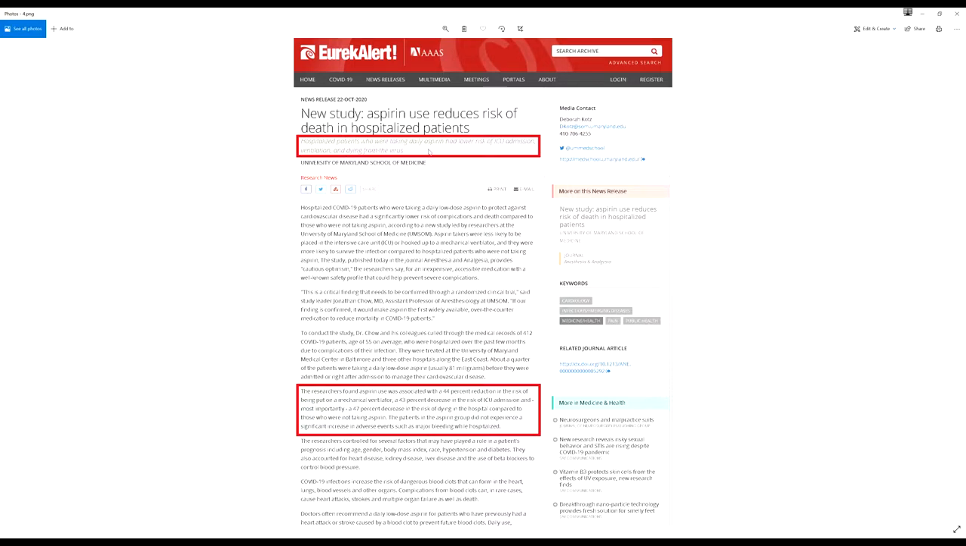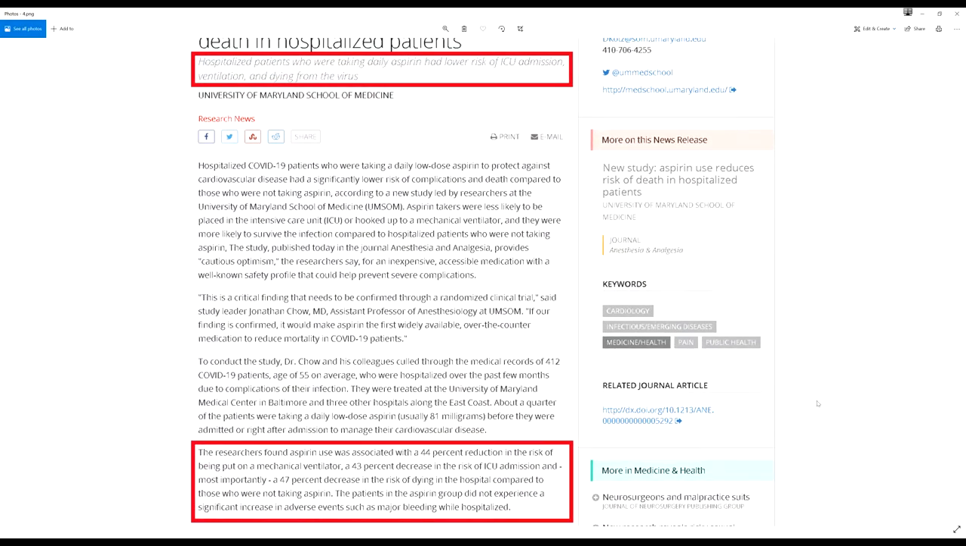Hospitalized patients who are taking daily aspirin are at lower risk of ICU admission, ventilation, and dying from the virus. So much so, it caught my attention. If you scroll down a little bit here, the researchers found that aspirin was associated with a 44% reduction in the risk of being put on a mechanical ventilator, a 43% decrease in the risk of ICU admission, and most importantly, a 47% decrease in the risk of dying in the hospital compared to those not taking aspirin.